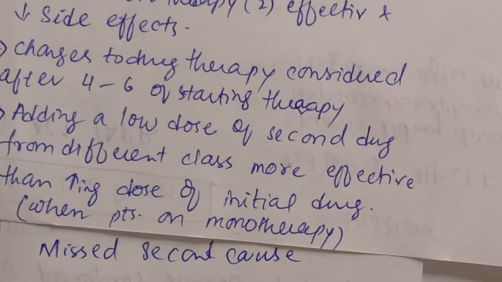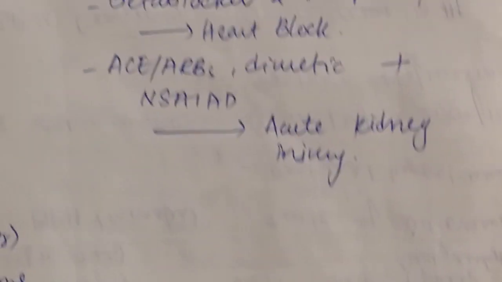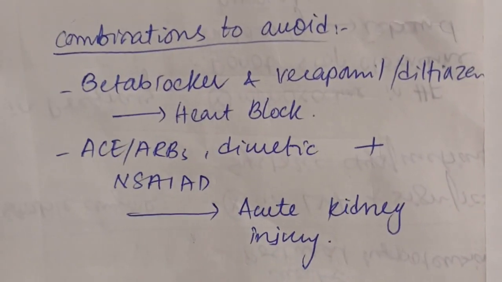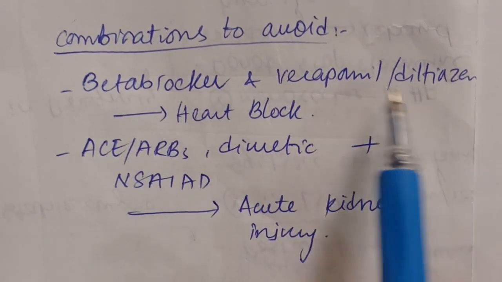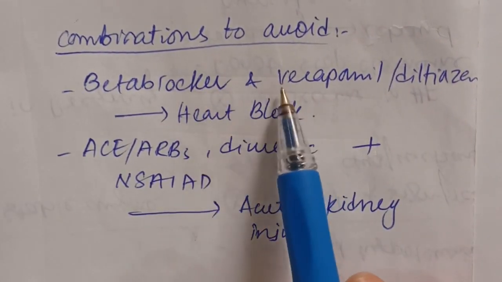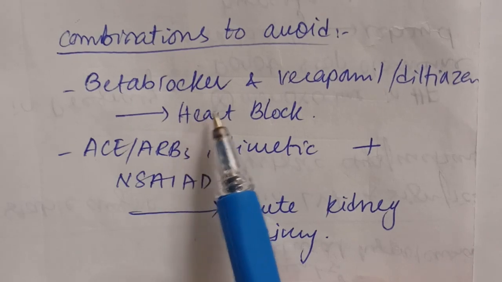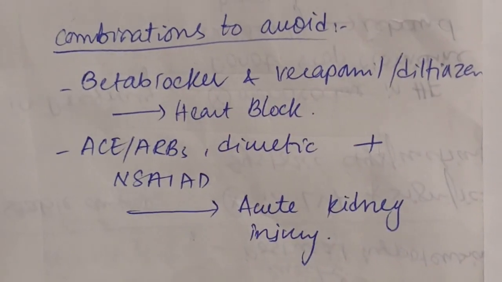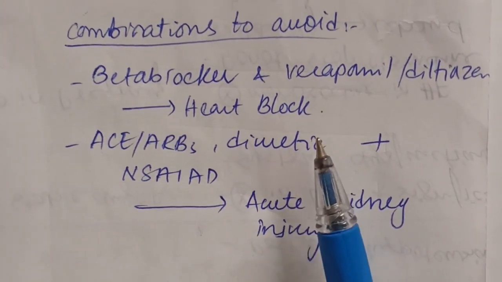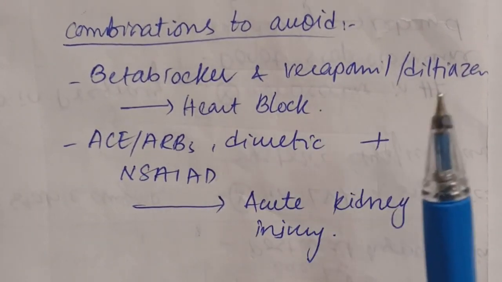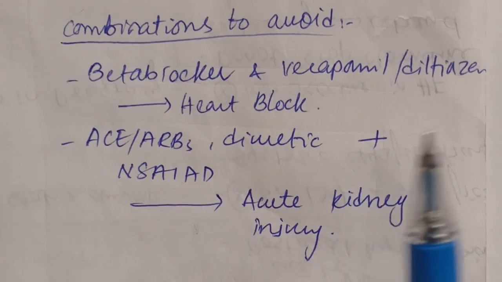Now, there are certain combinations that we have to avoid when we are giving antihypertensives, especially beta blockers and verapamil, which are not given in combination because they can cause heart block. And when the patient is on ACE inhibitors and diuretics, NSAIDs are avoided because they can cause acute kidney injury.